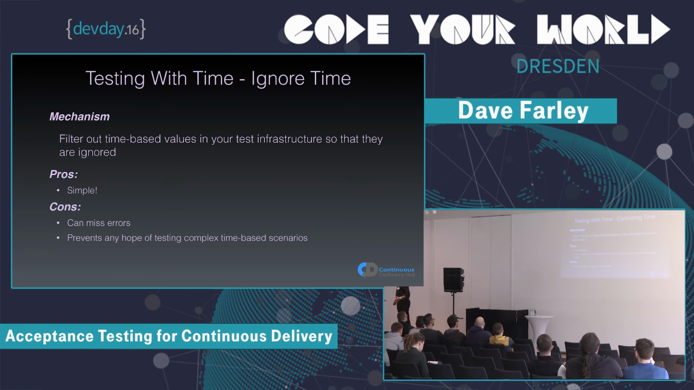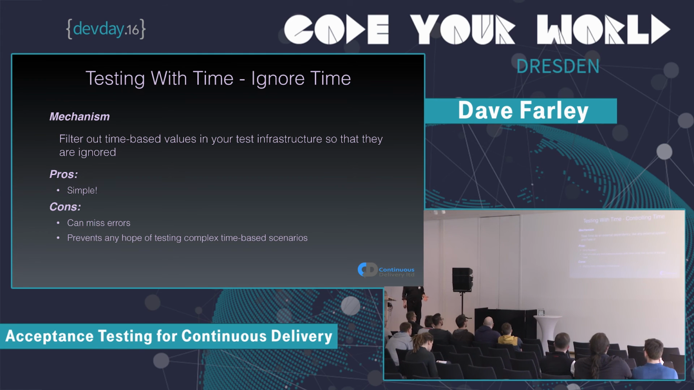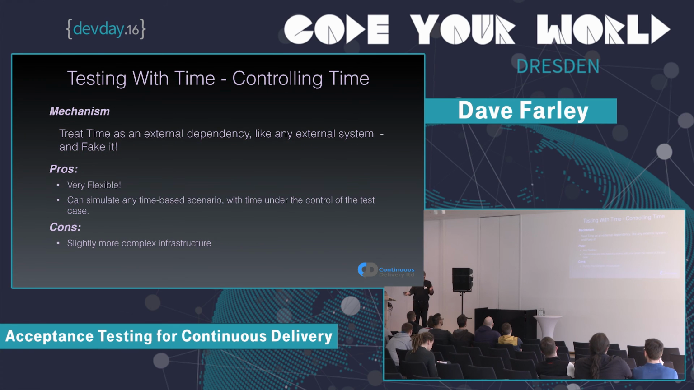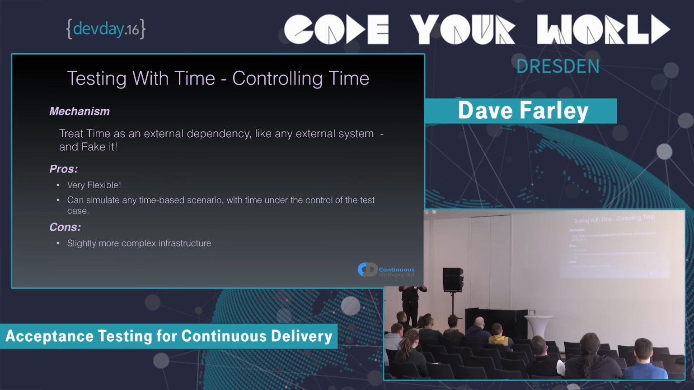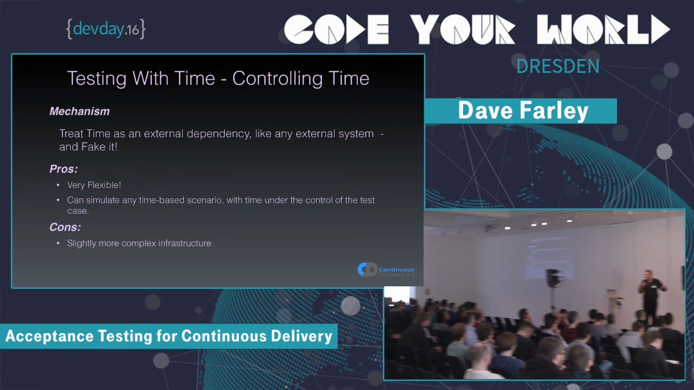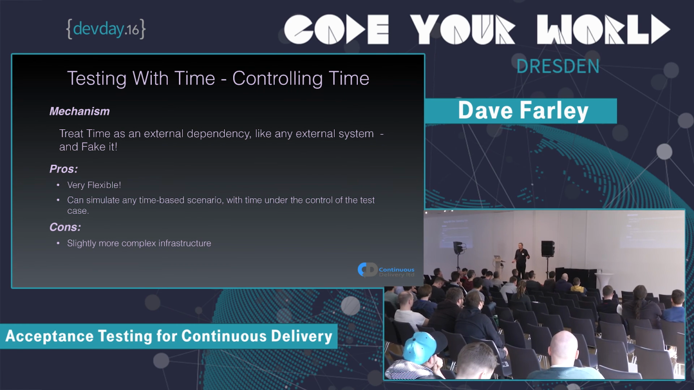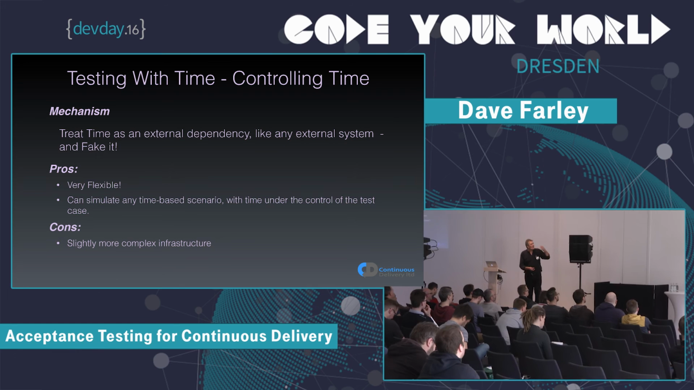So the alternative is to take control of time. And you treat time as an external dependency and fake it, basically, within the scope of the application. This is very flexible, very powerful. You can run long-running scenarios in very short periods of time, and the downside is it's slightly more complex in terms of infrastructure.